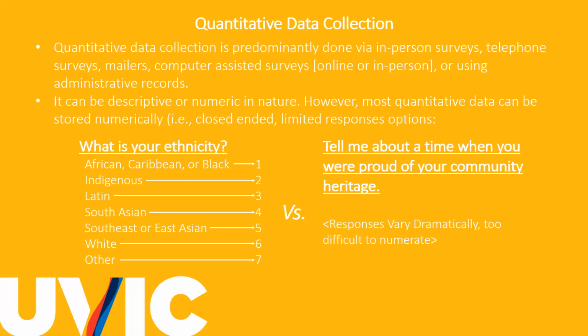But then there's this question about, tell me about a time when you were proud of your community heritage. In this case, the responses would probably vary dramatically. It'd be too difficult to assign specific numbers. Now, you could go through and code that data and look for specific characteristics, but that's a qualitative analytic approach, even though sometimes you might code those into numeric codes, or you might score responses in some way and try to numericize that.